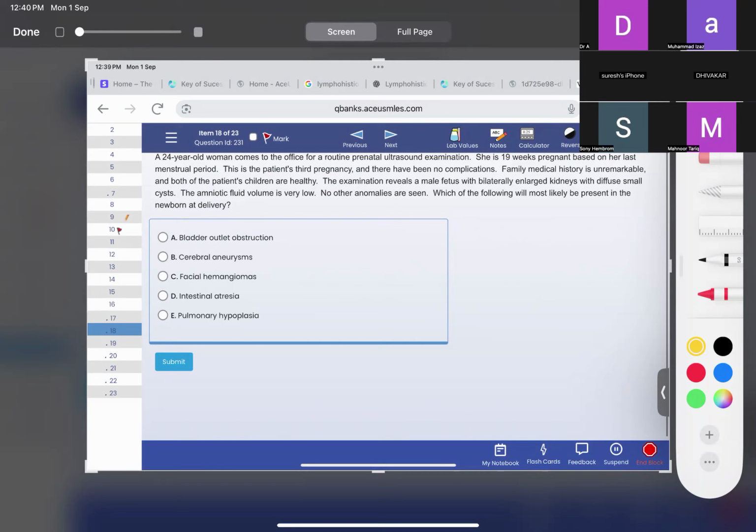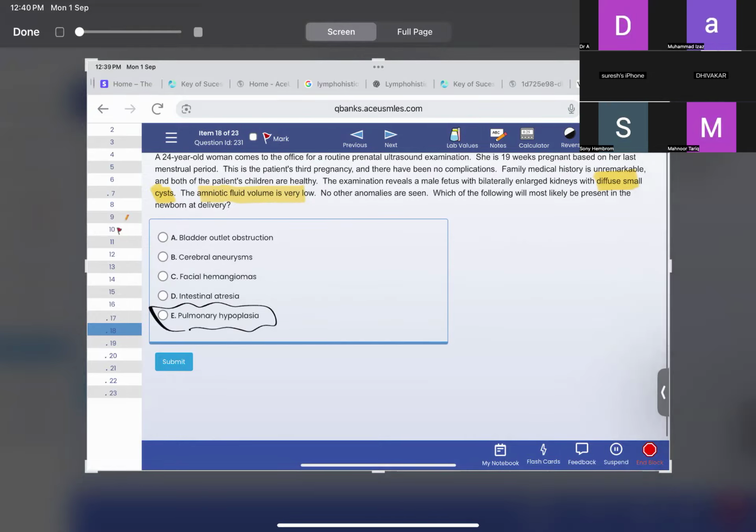So that's recessive polycystic kidney disease with Potter sequence, right? With pulmonary hypoplasia. We have diffuse small cysts, right? And amniotic fluid is low, right? Cerebral aneurysms, I've told you, are in autosomal dominant polycystic kidney disease. So if we have decreased amniotic fluid, we are going towards Potter sequence, and Potter sequence has pulmonary hypoplasia. So these are easy questions, right?